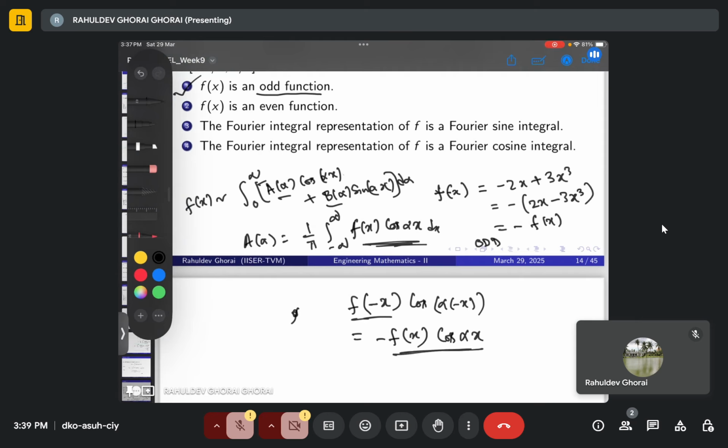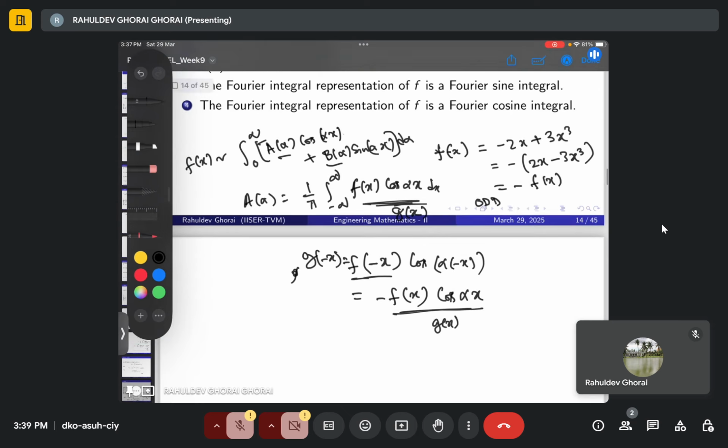But the total thing becomes this function. If you think about this function as g(x), I started with g(-x), right? That is minus of g(x), right? That means it is an odd function, right? So for an odd function, integrating from minus infinity to infinity, it will be 0.